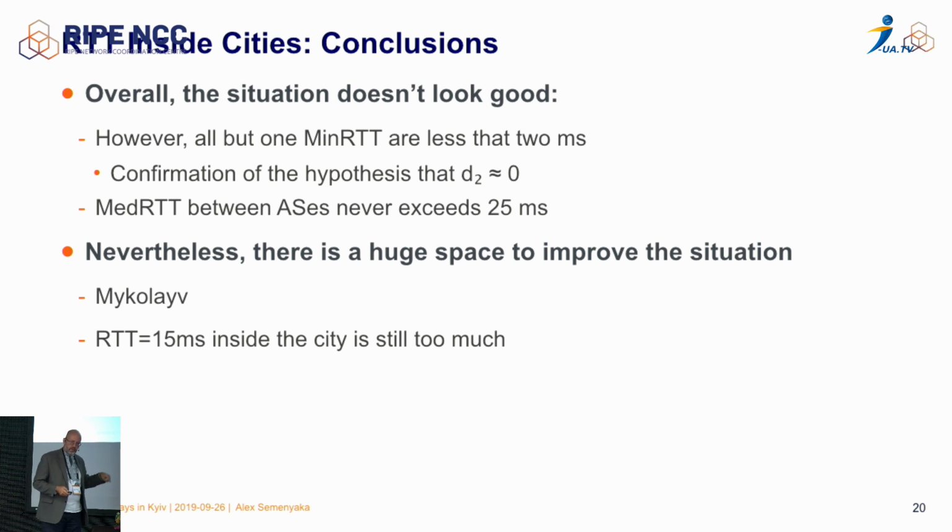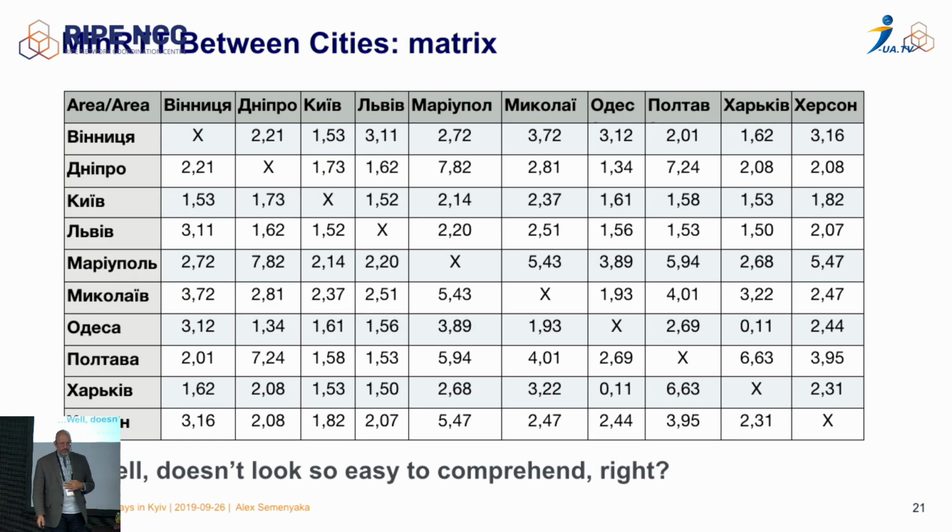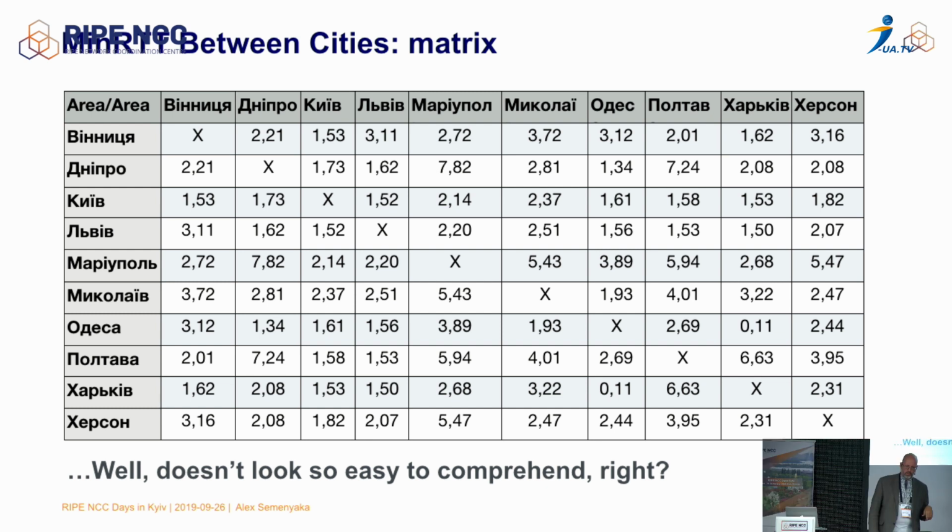That confirms the hypothesis that the equipment delay is negligible. The median is not more than 25 milliseconds. This is not bad. Also, but this is not the best imaginable picture. Even inside the city, 15 milliseconds inside the city, this is too much in the metropolitan area. And the last two results to discuss: the minimum RTT between two cities, intercity.